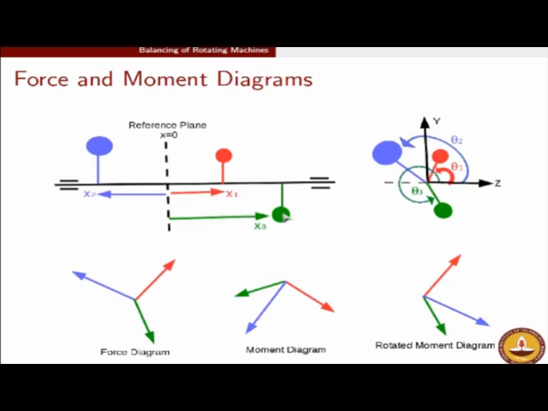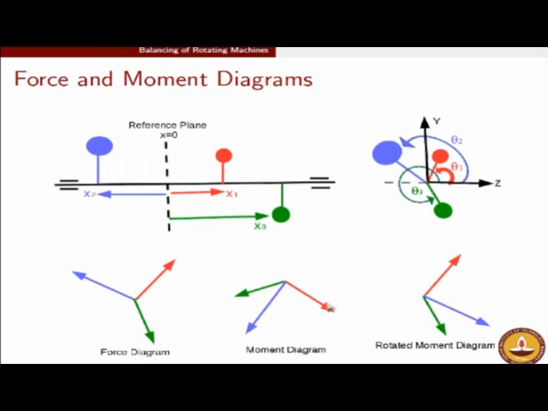Those which are on the left half of the plane will be rotated 90 clockwise. So if you observe the red force here and the red moment here, it is a 90 clockwise rotation. Similarly, the green force here and the green moment here is a 90 clockwise rotation. Whereas in the blue case, it's a counterclockwise rotation. The blue force and the blue moment, it's a counterclockwise rotation.